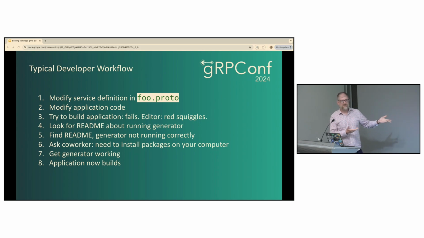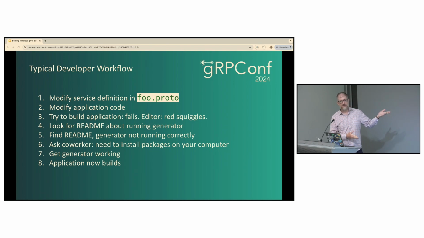Okay, I found the README, but then I got an error. It's not working on my machine. Maybe I have the wrong version of protobuf. Maybe the instructions are out of date because nobody's touched it since the last time somebody didn't know how to run the generator. So I ask my coworker, that's step 6. They tell me what packages I need to install on my computer. Step 7, the generator's working. Step 8, the application now builds.